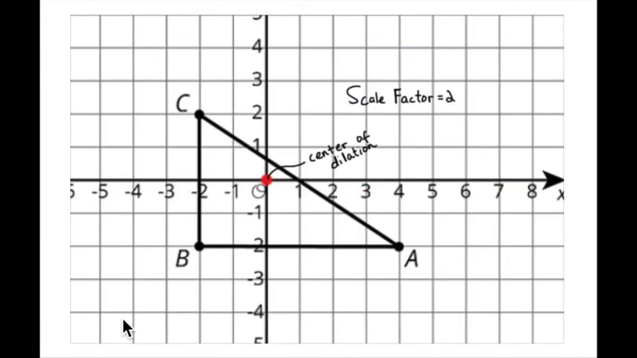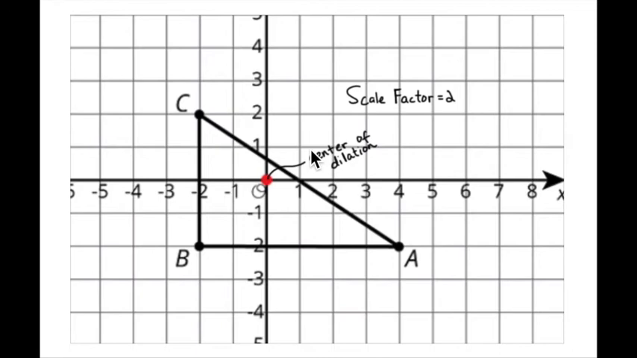This is practice problem number 3. You're given a triangle A, B, C, and you're asked to scale this triangle to triangle A prime, B prime, C prime with a center of dilation at 0, 0 and a scale factor of 2. Because the center of dilation is at 0, 0, you can actually multiply the coordinates by the scale factor, which is 2. But I'm going to show you both ways.